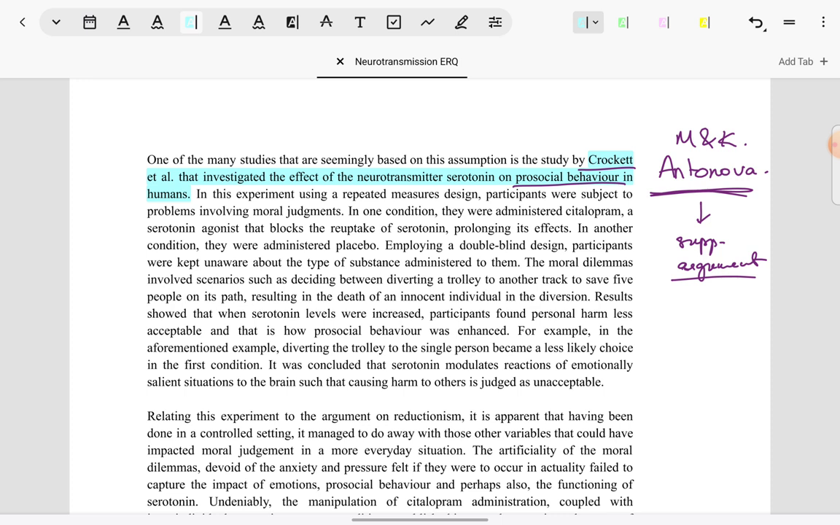So again, I've primarily explained the manipulation, how participants were administered citalopram so that serotonin can be increased in their brain, and how the same participants in another condition were administered placebo. Here you will see I have mentioned double-blind design. It might seem odd to you, or like an unnecessary detail, but there is a reason for putting this detail into the study, because I am going to be using it in evaluation.